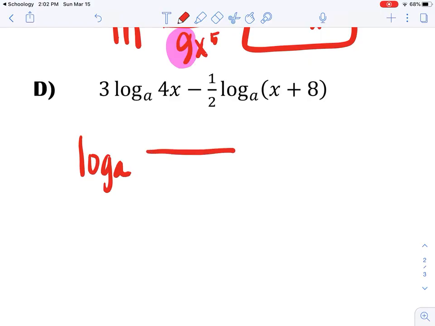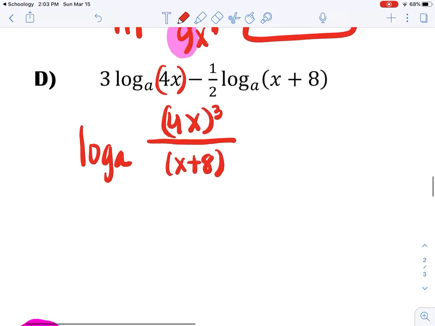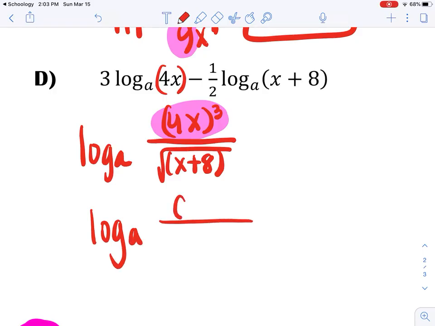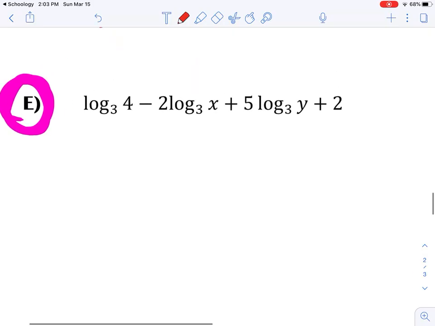You should have log base a of 4x. This whole thing is to the 3rd power. Realize this logarithm wasn't completely split up. Then I have in my denominator x plus 8 to the 1/2 power. Now you can put 1/2 power or you can do square root. Both are correct. One thing that you do want to do is make sure that you expand this. This is 4x times 4x times 4x, which is 64x cubed. So my final answer is log base a of 64x cubed over square root of x plus 8. Once again, you can leave the x plus 8 to the 1/2 power.